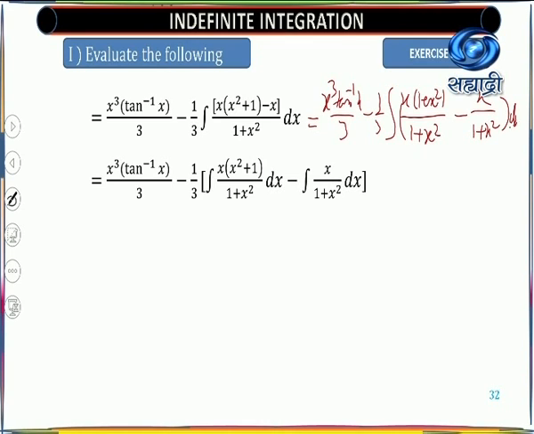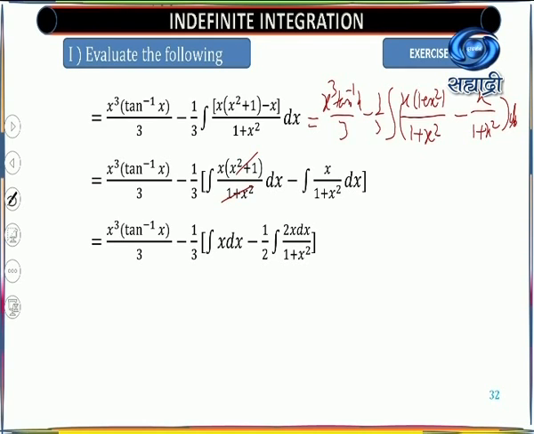Okay. Now after this you are having this step, that is x cube tan inverse of x upon 3 minus 1 upon 3 integration of x into x square plus 1 upon 1 plus x square dx minus integration of x upon 1 plus x square dx. 1 plus x square will get cancelled. So your integration is simple. That is nothing but x cube tan inverse of x upon 3, minus 1 upon 3 is there. Here you are left with x dx.